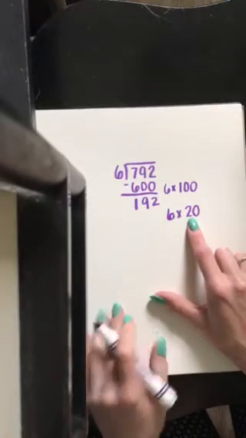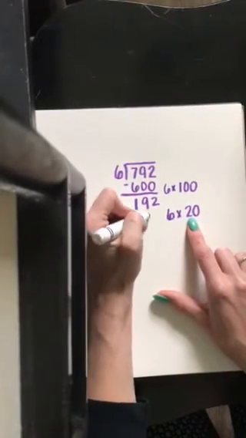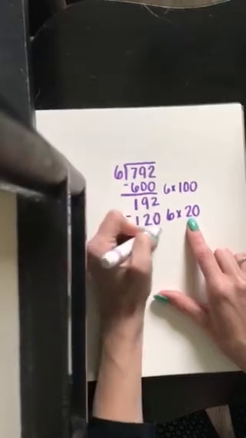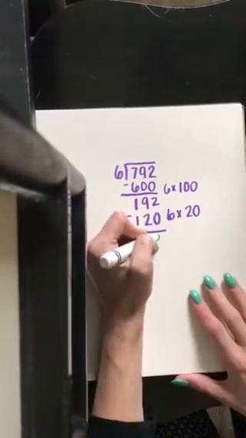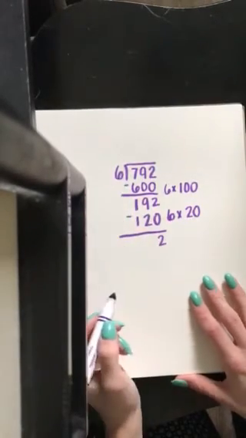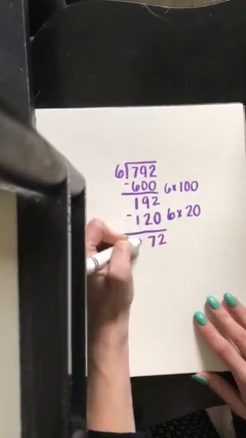6 times a 2 is 12, with a 0 is 120. And I'm just gonna subtract that again. 2 take away 0 is 2, 9 take away 2, 9, 8, 7. 1 take away 1 is 0.